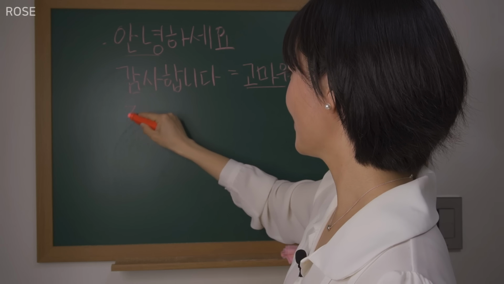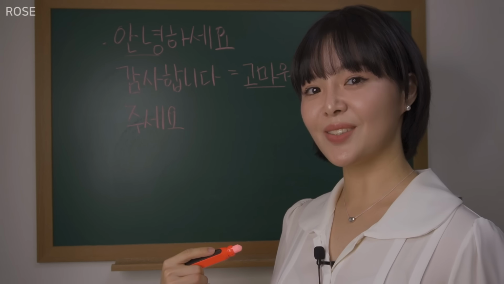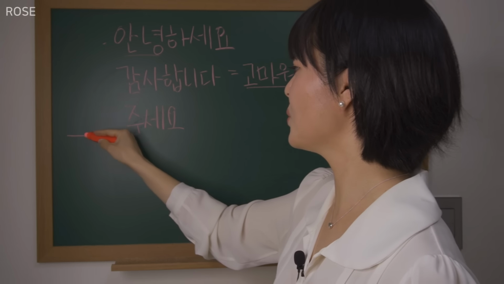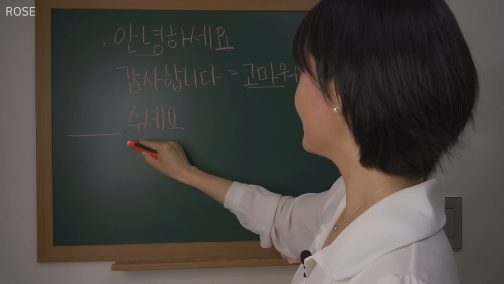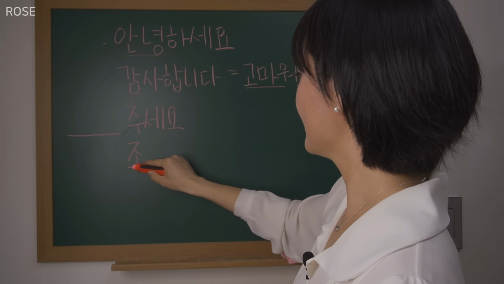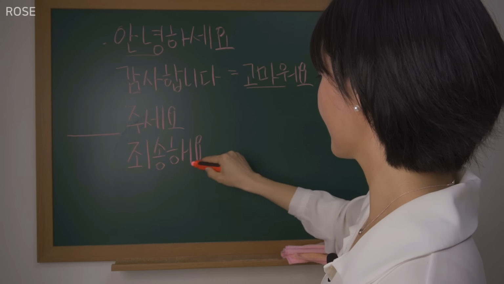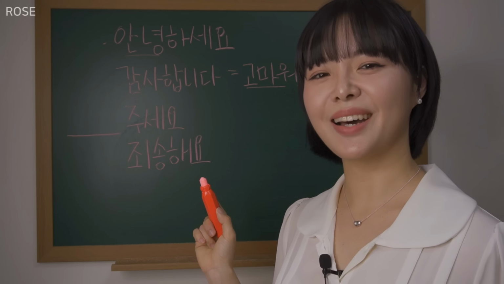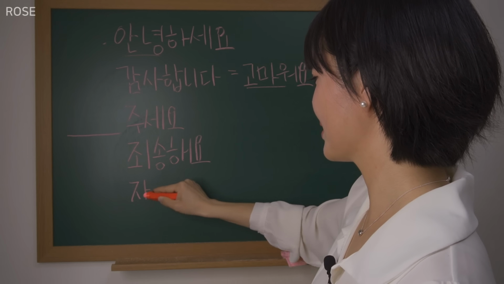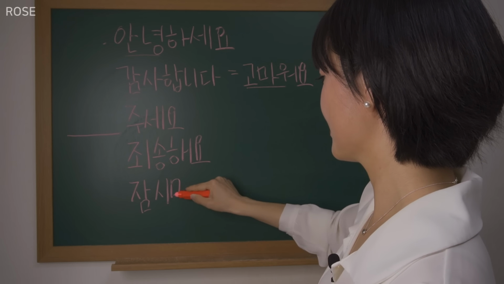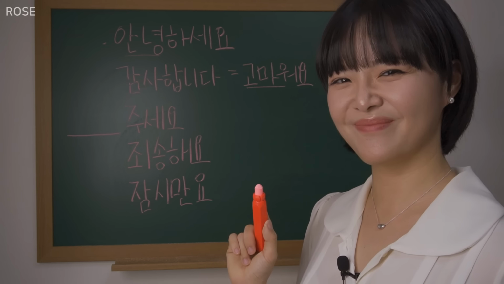And 주세요. Give, please, or please give. So you can put anything you want in front to make a request. And what did I say? 죄송해요. Sorry. I am sorry. And 잠시만요. Wait a moment or excuse me.